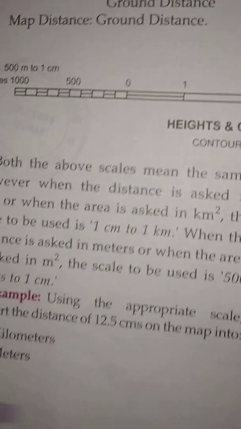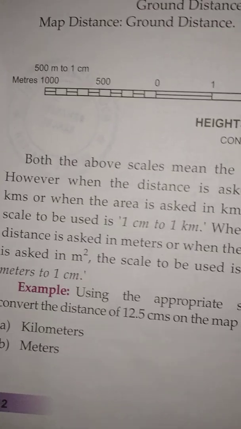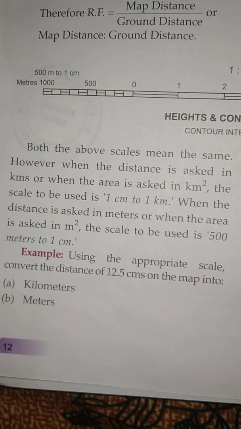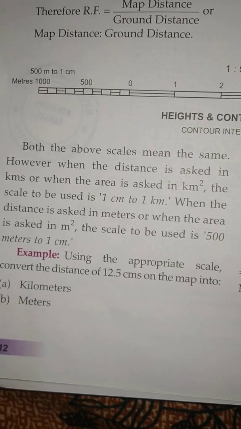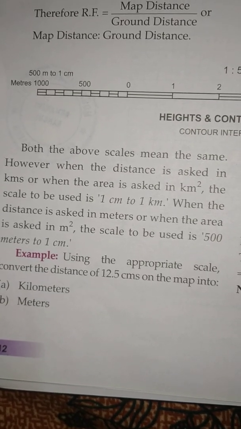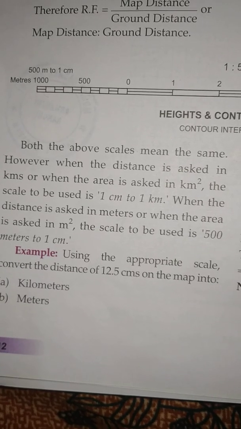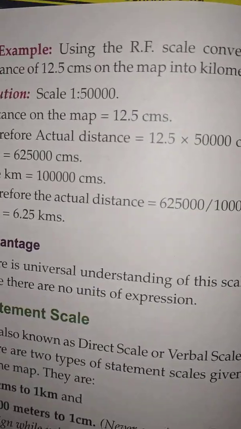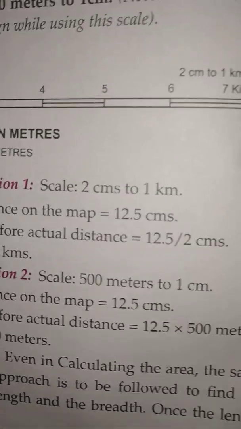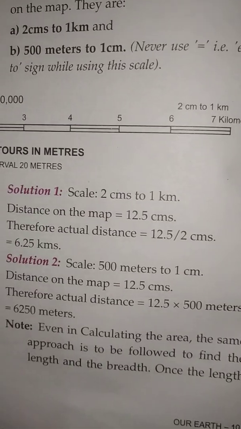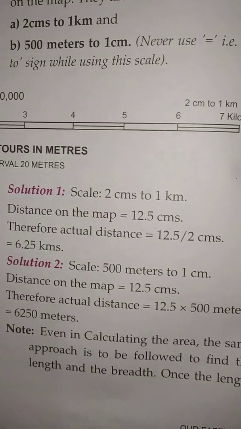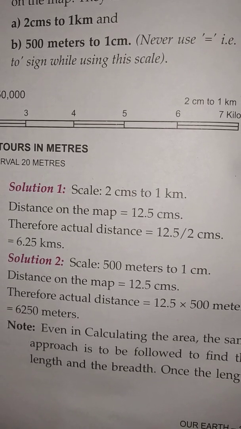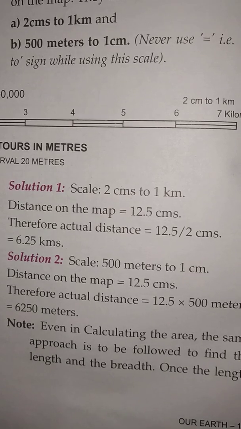Now let us see some examples which are given here. The first example: using the appropriate scale, convert a distance of 12.5 centimeters on the map into first kilometers and then meters. Now let us try to find out the second example also. The scale given here is 2 centimeter to 1 kilometer and the distance on the map is given as 12.5 centimeter.